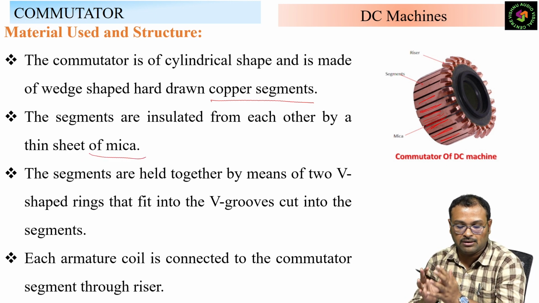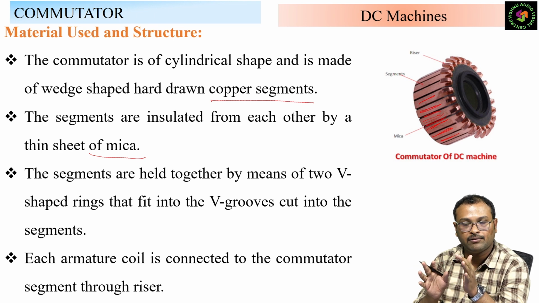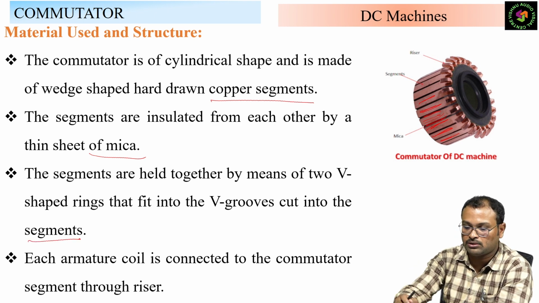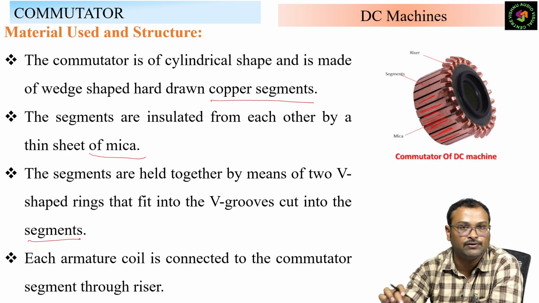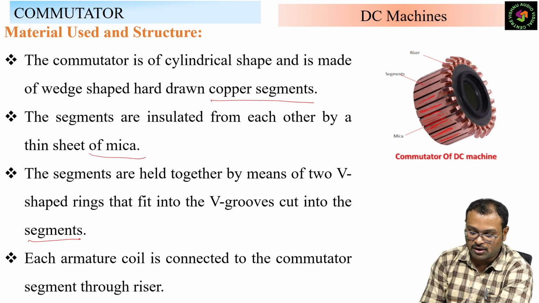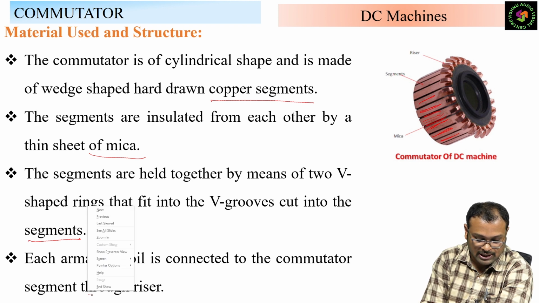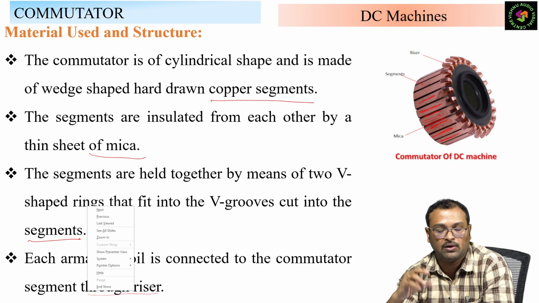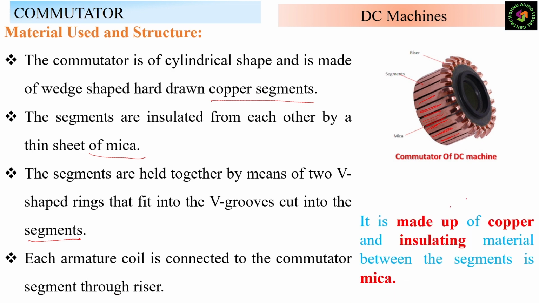So all these segments are connected by means of 2 V-shaped rings, and the V grows into the segments. That is the in-depth detail they are giving, that V segments will be available, and each armature coil is connected to the commutator through the segment riser. So this riser will allow us to connect all the coils. So this is made up of copper segments insulated by mica.